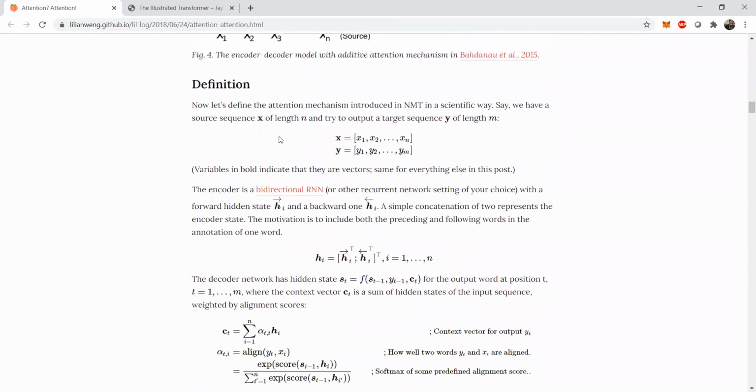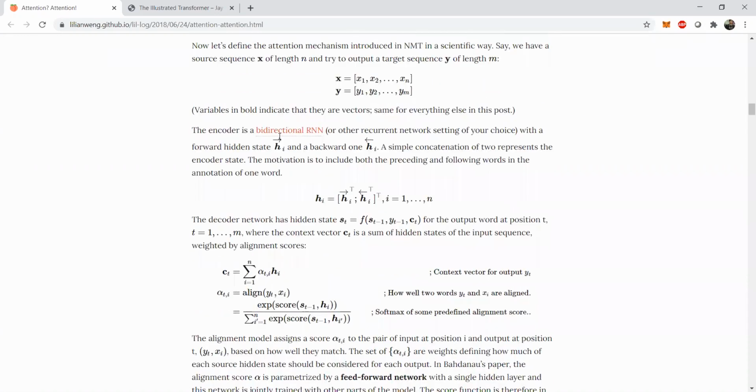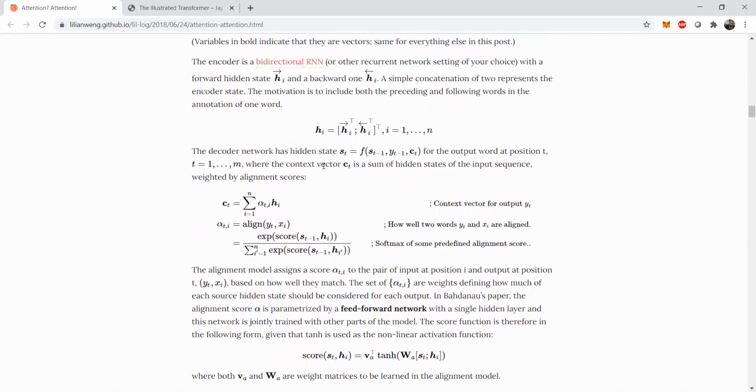Now, by definition, mathematically, let us consider the input source sequence of length n and the target sequence of length m, because in NMT the lengths n and m of the source and output languages may not be the same. The encoder is generally a bidirectional RNN or a bidirectional LSTM variant. The hidden cells are denoted by H1 for the forward cell, and the backward arrow denotes the backward or reverse LSTM direction.